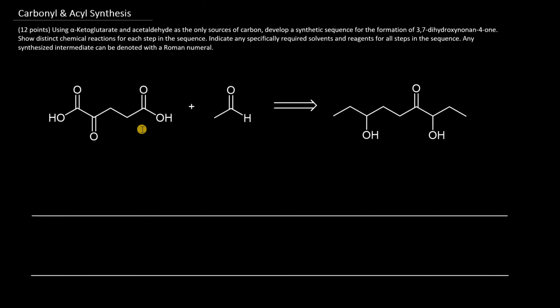the final product. So alpha-ketoglutarate is a 5-carbon molecule coming straight from the citric acid cycle. At carbon 2, which is the alpha carbon, we have a ketone. 3 and 4 do not bear any other functional groups, and at carbon 5 we have another carboxylic acid group. Acetaldehyde has 2 carbons, and if we take a look at our structure here and count up all the carbons, we have 9 carbons here.